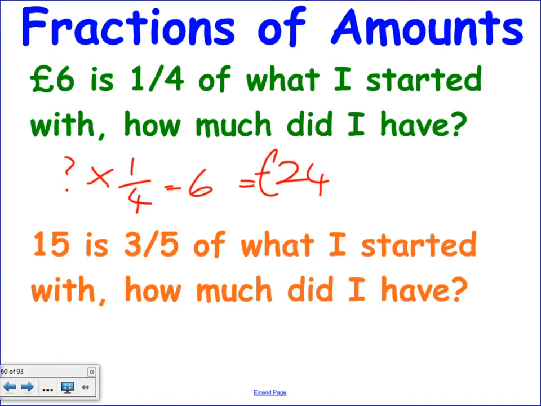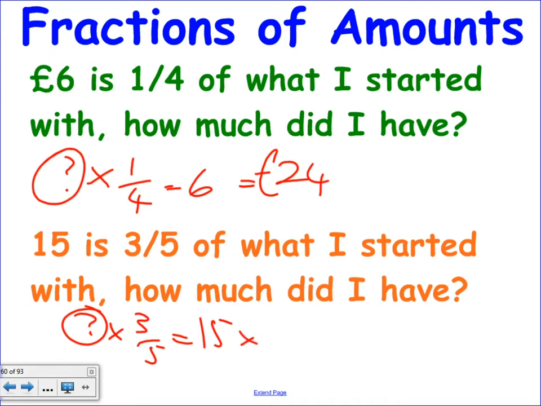So in order to find out this missing amount here, you just flip your fraction when they say this is a quarter of what I started with. So here, 15 is 3/5 of what I started with. How much did I have? So I had something, I had 3/5 of it, and it came out with 15. So to work out this thing here, what do I need to do? Flip the fraction. Flip the fraction, it becomes 5/3, doesn't it? So straight away, 3 into 15 goes 5 times, 5 times 5. That's what I started with.